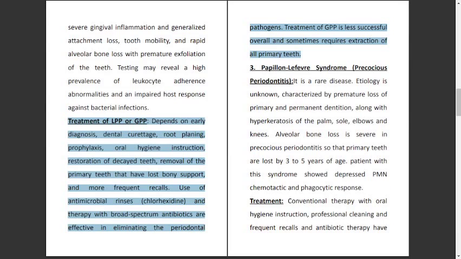Treatment of LPP or GPP depends on early diagnosis, dental curettage, root planing, prophylaxis, oral hygiene instruction, restoration of decayed teeth, removal of the primary teeth that have lost bony support, and more frequent recalls. Use of antimicrobial rinses, chlorhexidine, and therapy with broad-spectrum antibiotics are effective in eliminating the periodontal pathogens. Treatment of GPP is less successful overall and sometimes requires extraction of all primary teeth.